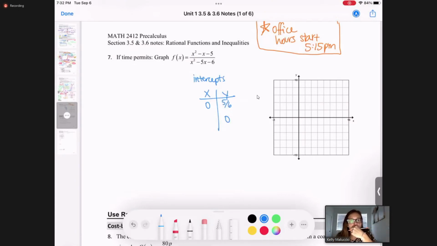And then to find my x values, if I set this whole thing equal to 0, then I only need to focus on the numerator. I do not need to focus on the denominator because the numerator has to be 0, not the denominator, right? So I'm going to set x squared minus x minus 5 equal to 0. Now I look at this and I ask, does this factor? Maybe I would try a few things, but maybe the reason this is the time permitting one is because it does not factor nicely. We are going to use the quadratic formula.